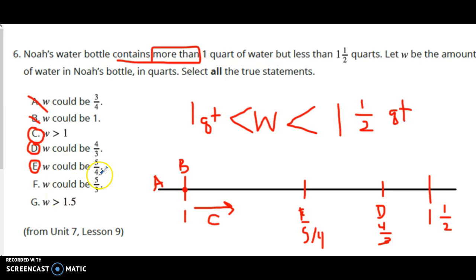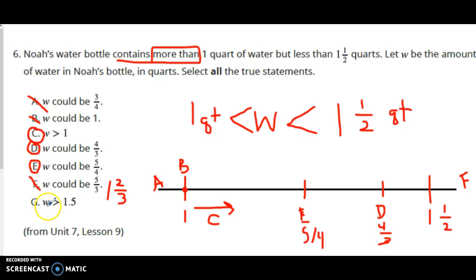F, W could be 5/3. 5/3, if I convert it into a mixed number, is going to be 1 2/3. So the question here is 1 2/3 less than or greater than 1 1/2? Here's 1 1/3. D, 1 2/3 would actually be out here. So I'm going to draw F out here, 1 2/3. It is beyond my acceptable range.